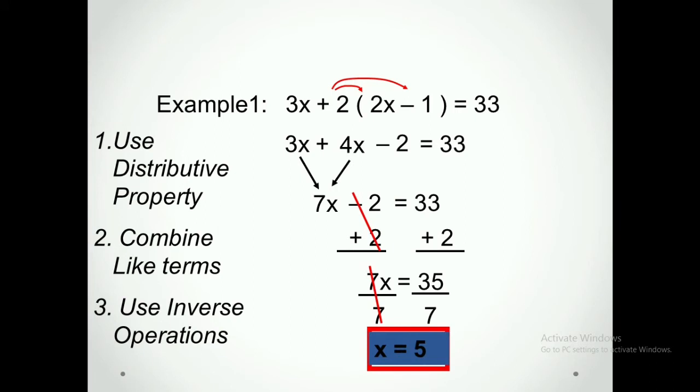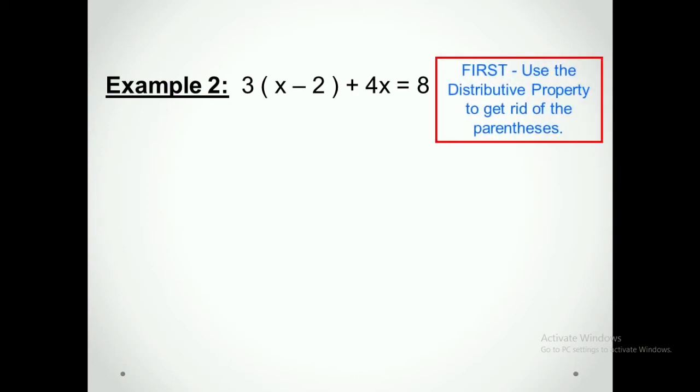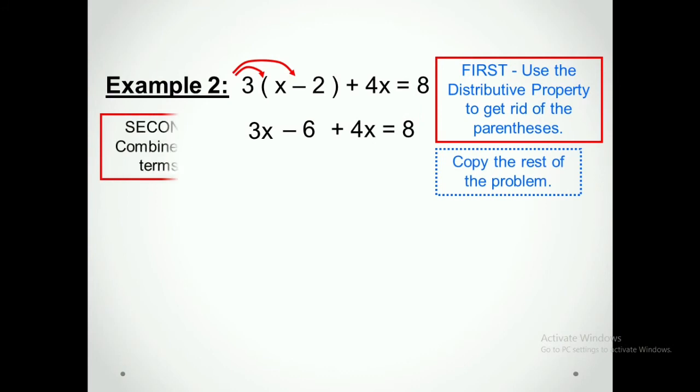Not bad, huh? Alright, let's look at another example. Here we have 3, and in brackets we have x minus 2, close bracket, plus 4x equals 8. Again, use the distributive property first. Using the distributive property, 3 multiplied by x will give us 3x, and 3 times -2, that's -6. Then we write back our plus 4x equals 8.